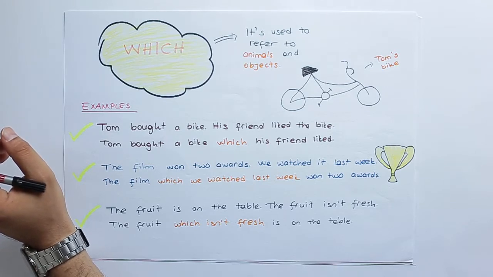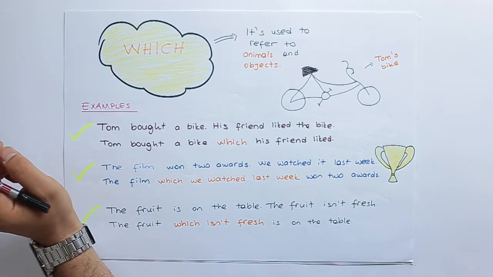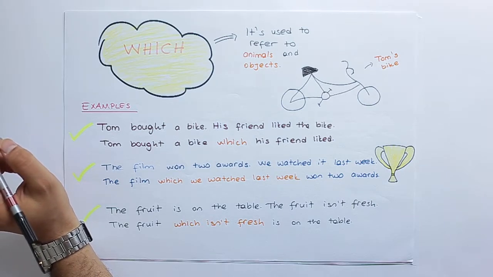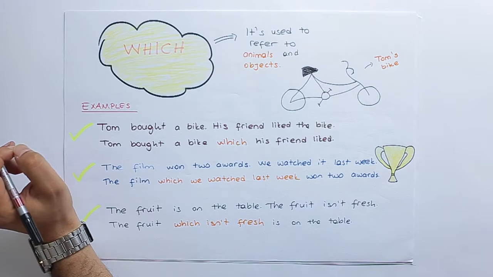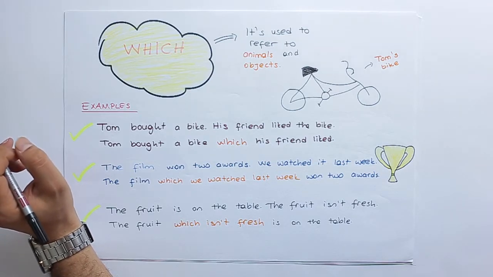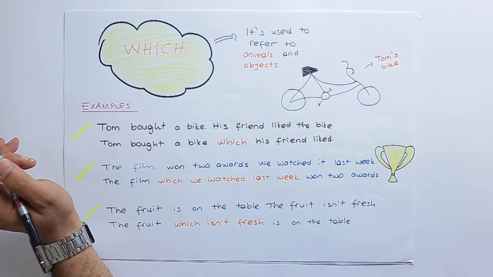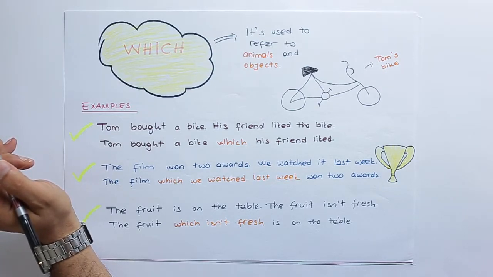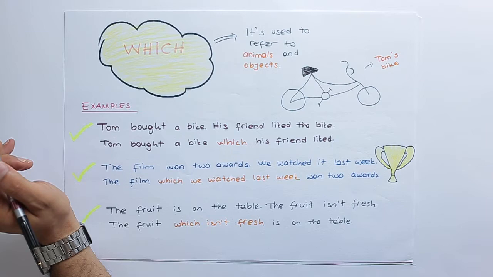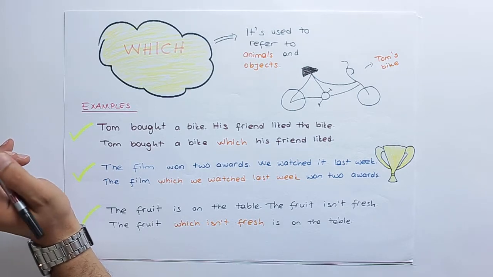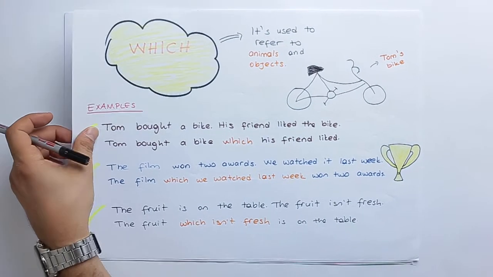Now, which, the second one. Which is used to refer to animals and objects. Let's read the examples and join the sentences using the relative pronoun which. Tom bought a bike. His friend liked the bike. Tom bought a bike which his friend liked. Another one: the film won 2 awards. We watched it last week. The film which we watched last week won 2 awards. Or the fruit is on the table. The fruit isn't fresh. The fruit which is not fresh is on the table. These are the examples for the relative pronoun which.